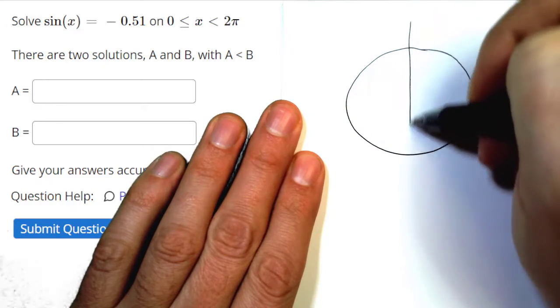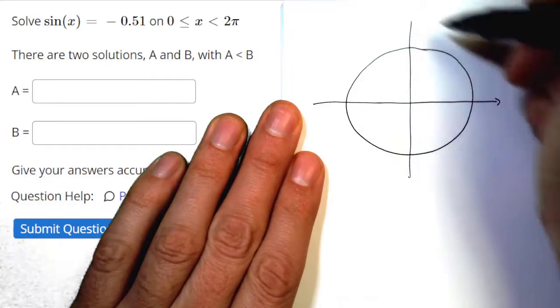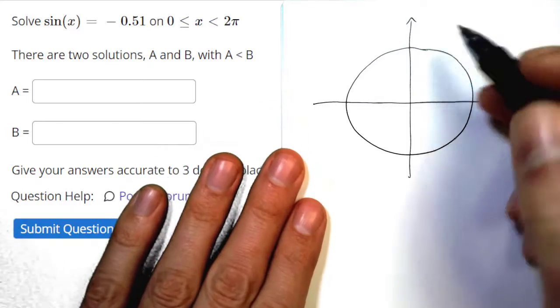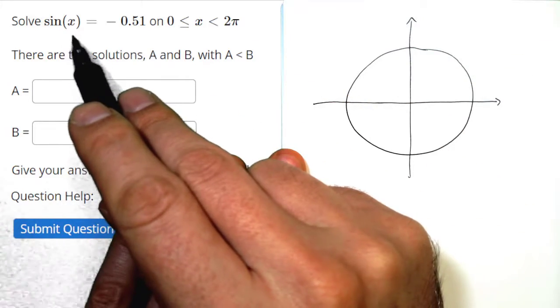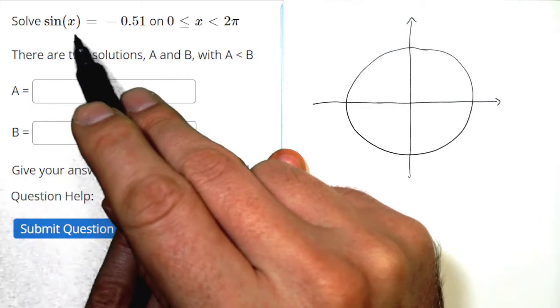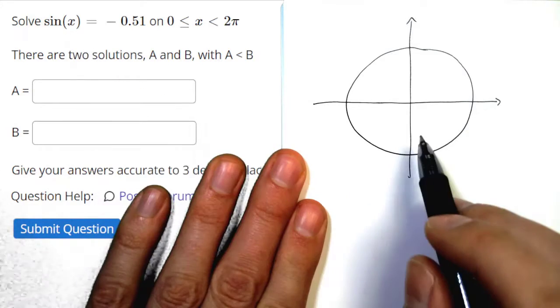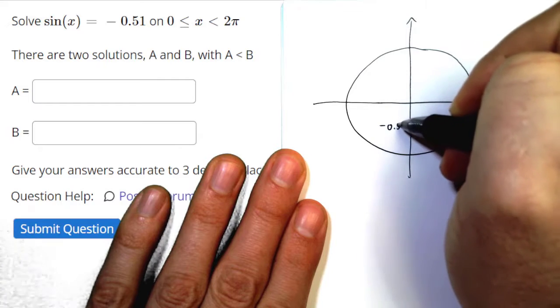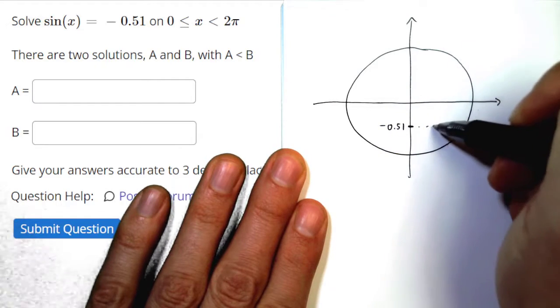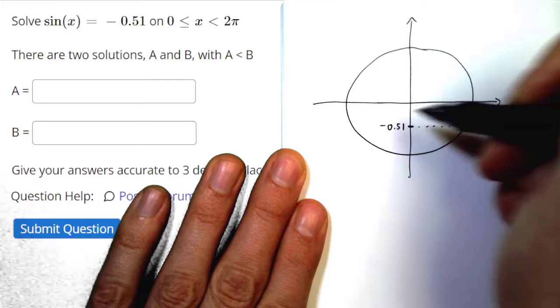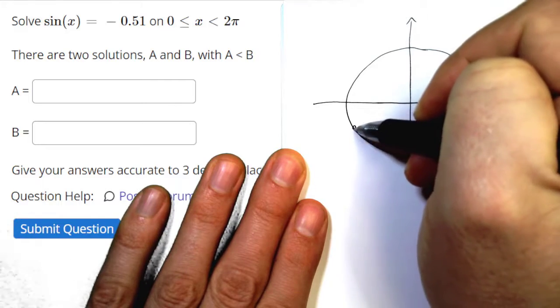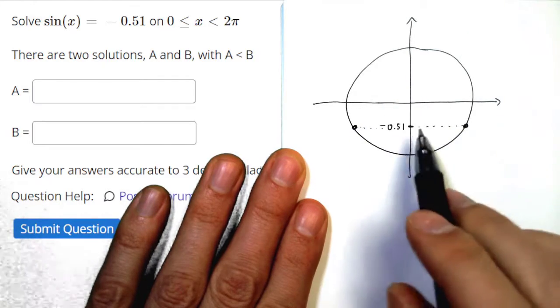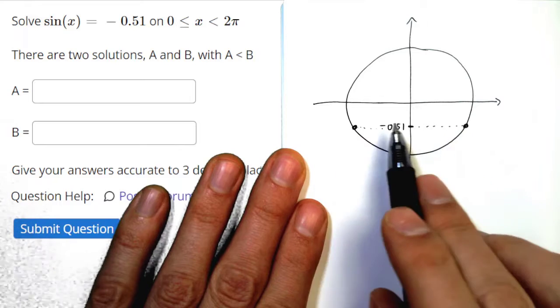So here's a circle of radius 1, centered at the origin. Okay, so remember that sine of x always gives us the y-coordinate of a point on the circle. So we're looking at points whose y-coordinate is negative 0.51. Well, I see there's a point over here, and there's a point over here. So what I'm looking for are the angles that get me to these points.